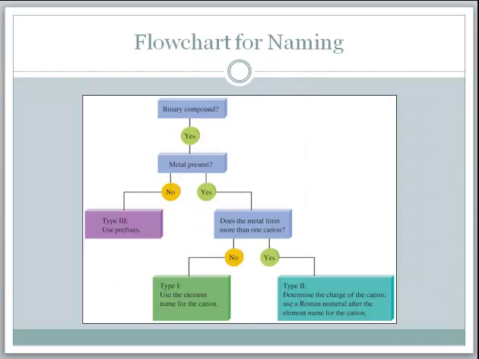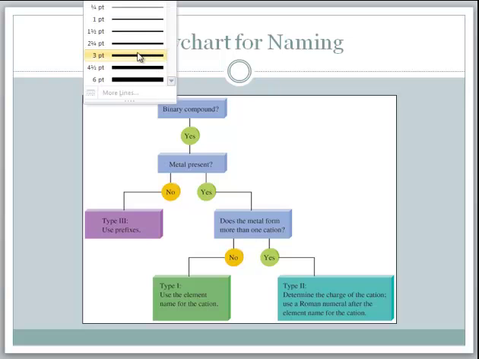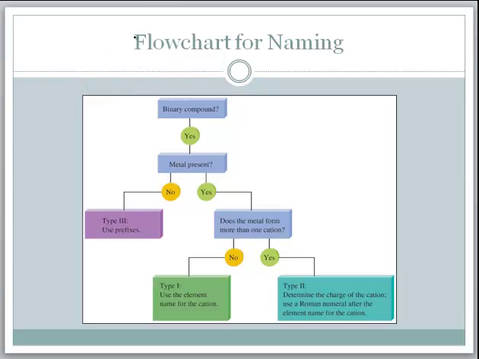Alright, so let's just go through a little bit of a summary flowchart of how you do naming. Let's say you look at a compound and it's a binary compound. For example, let's put 2 here. Lithium oxide, nitrogen dioxide. Alright, so let's take a look at these two. You've got lithium oxide and nitrogen dioxide. So let's take a look at the first one first. Is it a binary compound? Yes, there's 2 substances present.